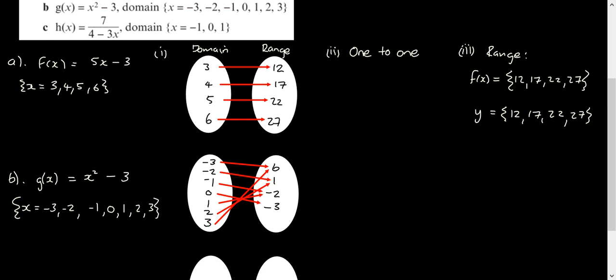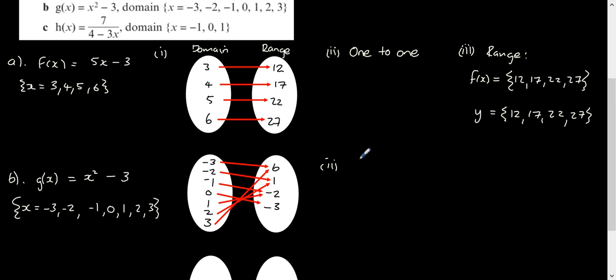So what we've got is a rather messy looking diagram here, because in this case, more than one element of the domain maps to the same element in the range.